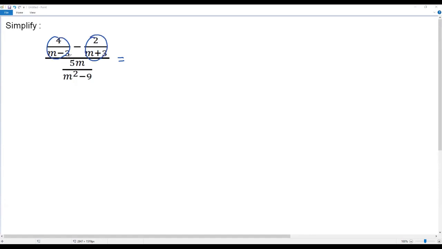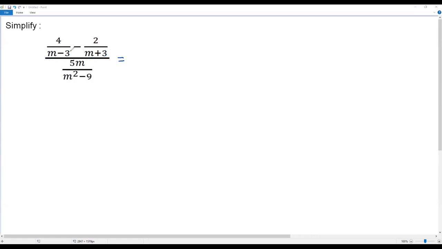To do subtraction between the two fractions that we have over here, first we have to look at the denominators. The denominators are not numbers, and both the denominators contain variable m. If the denominators are numbers, then we can find the least common multiple of the two denominators and get the common denominator for both the fractions. But here the denominators contain variable. What do we have to do?